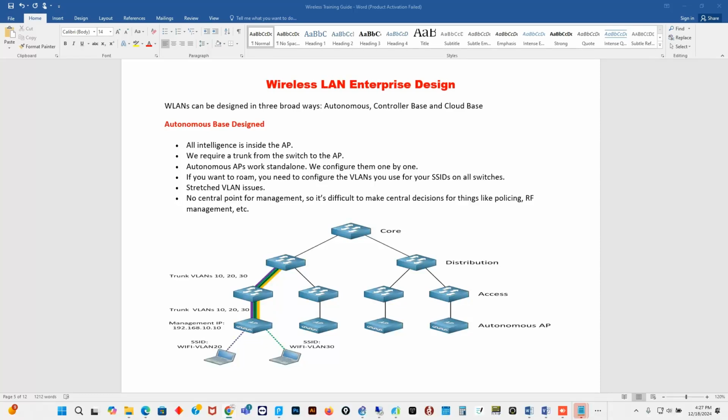Okay, so today we are going to talk about wireless LAN enterprise design. If you are working as a network engineer, wireless is part of your role. It has cross functionality. Even though there is a specific role as a wireless engineer, most companies hire network engineers to do both network related work and wireless as well. So this is a good skill to have in addition to what you know as a network engineer.